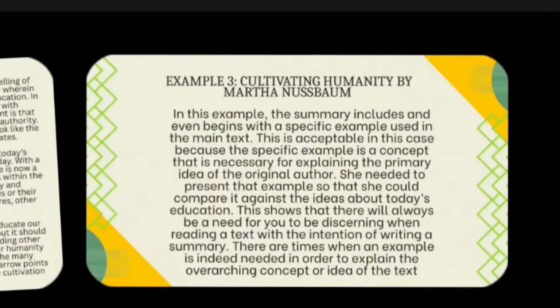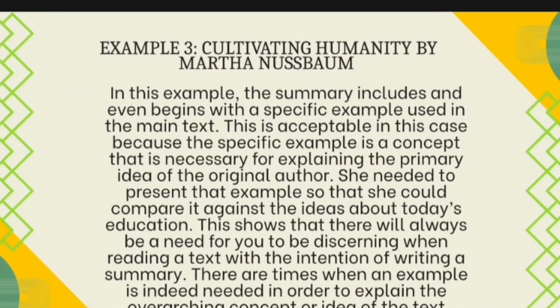In this example, the summary includes and even begins with a specific example used in the main text. This is acceptable in this case because a specific example is a concept that is necessary for explaining the primary idea of the original author. She needed to present that example so that she could compare it against ideas about today's education. This shows that there will always be a need for you to use discretion when reading a text with the intention of writing a summary. There are times when an example is needed in order to explain the overarching concept or ideas of the text.